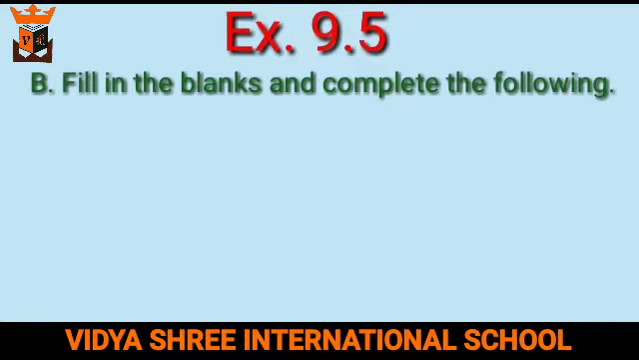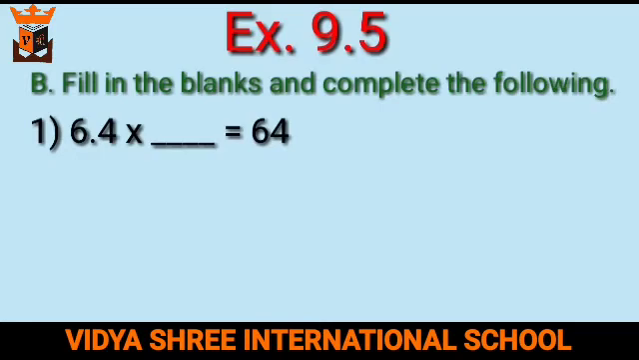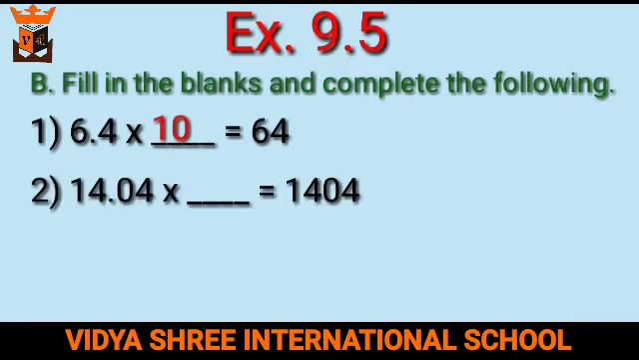B part is fill in the blanks and complete the following. First part is 6.4 multiplied by which number so that we get 64. So if we multiply by 10, the decimal point will shift one place to the right. So it will be 10. Next is 14.04 multiplied by which number so that we get 1404. So here we will multiply 14.04 by 100, then we will get 1404 as we had shifted the decimal point two places to the right.